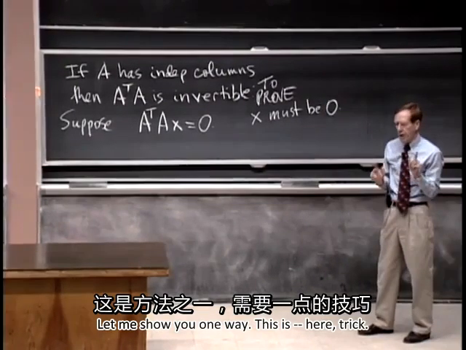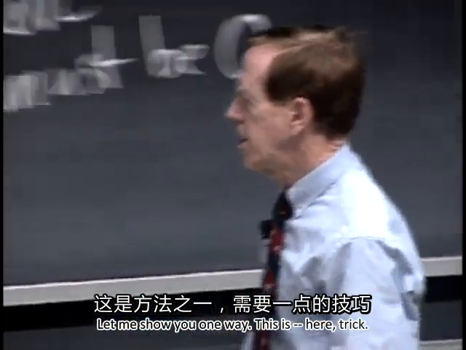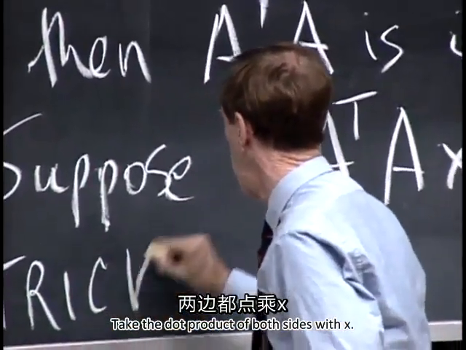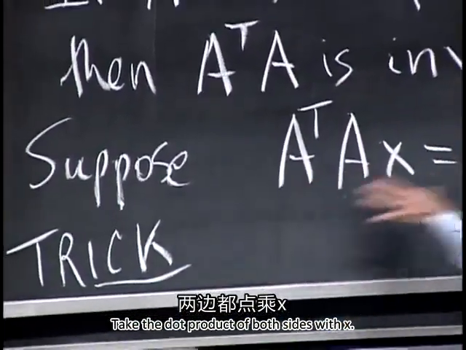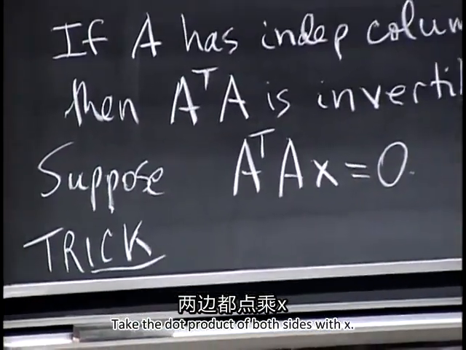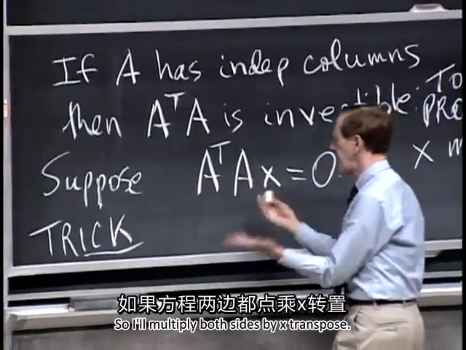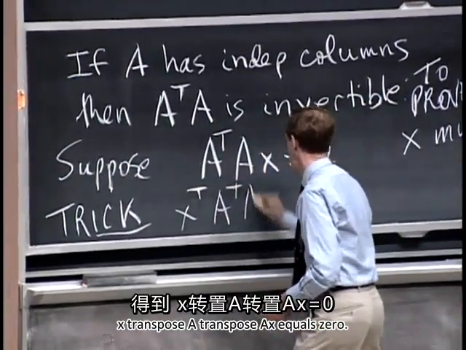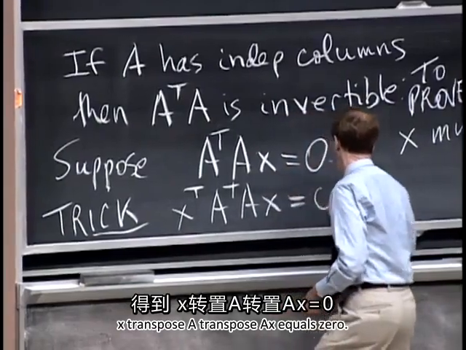Let me show you one way. Here's the trick: take the dot product of both sides with x. So I'll multiply both sides by x transpose. X transpose A transpose A x equals 0.